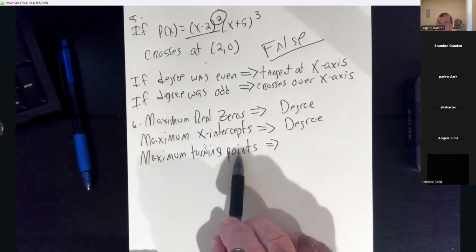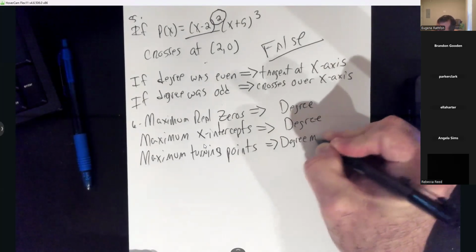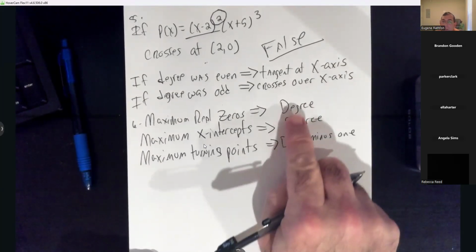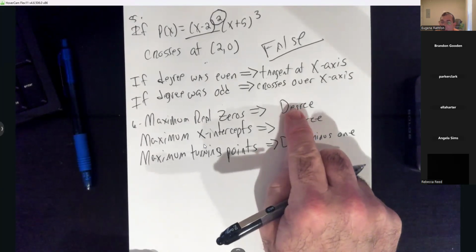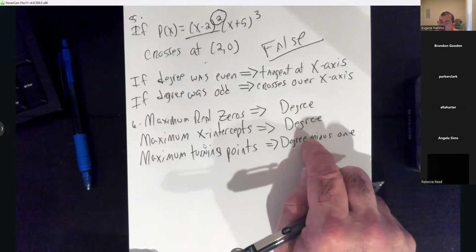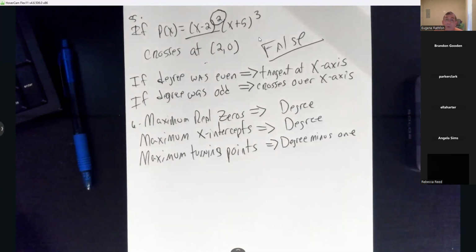Now, the maximum turning points is going to be the degree minus 1. So if you get a high exponent here, it's going to be the same here, and then you're going to subtract 1 to get the turning points, okay? And y'all, that's all I'm doing on that question. So let's go find my highest exponent.